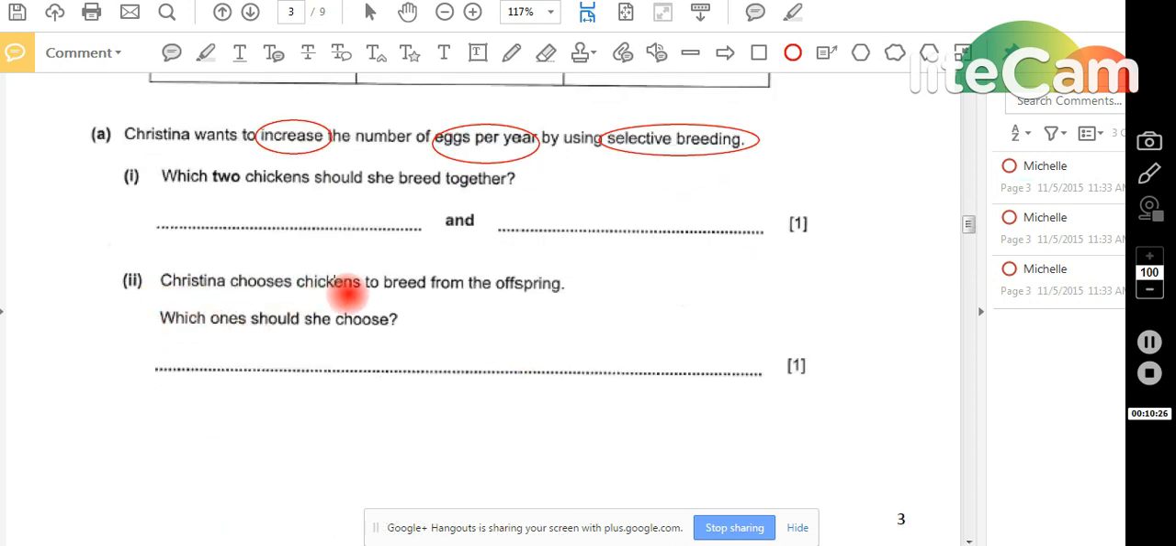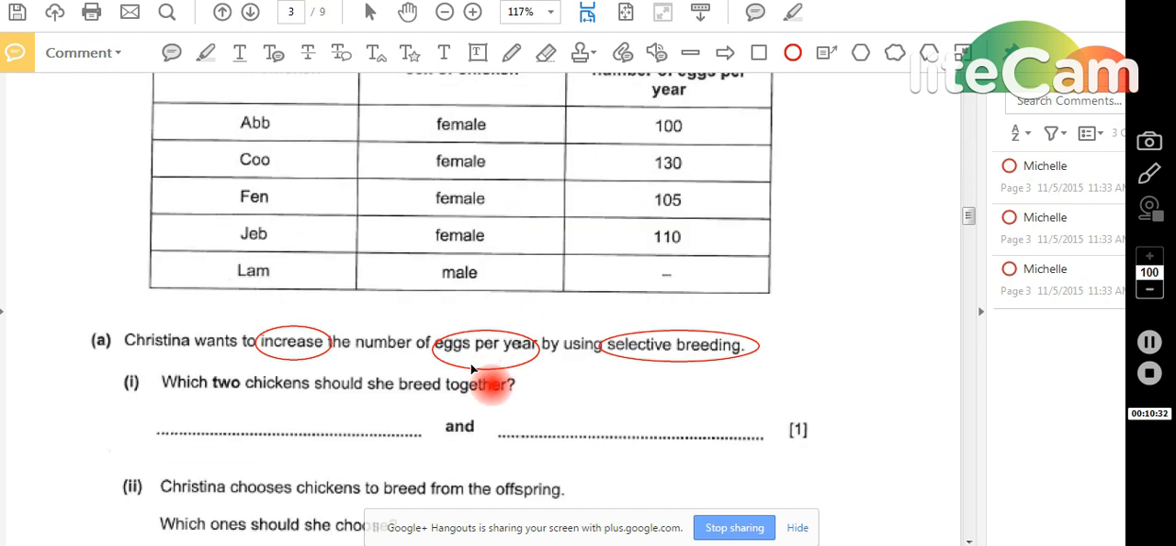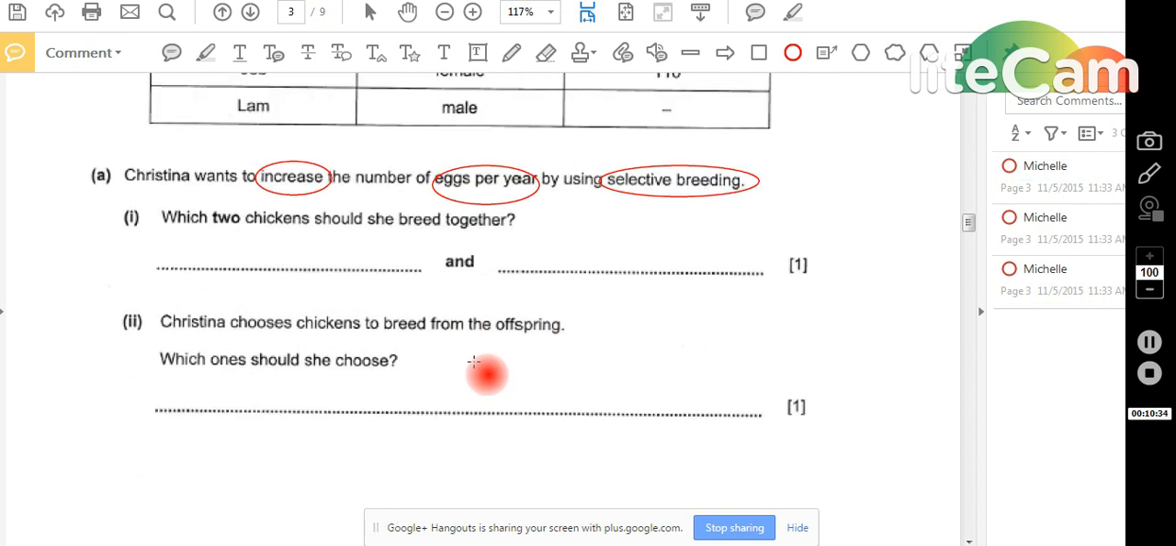Okay. Christina chooses chickens to breed from the offspring. Okay, so the offspring is the babies. Now Lamb and Coo bred, they now have babies. So which ones of these babies will she choose to breed again?